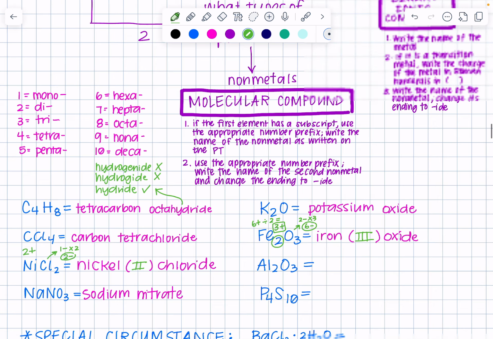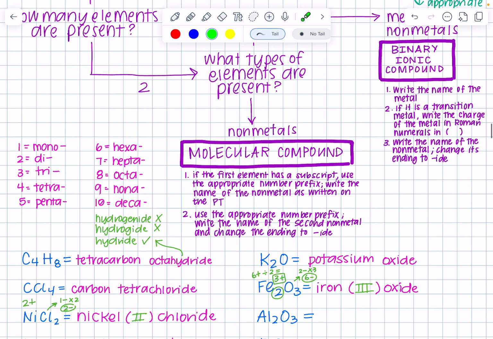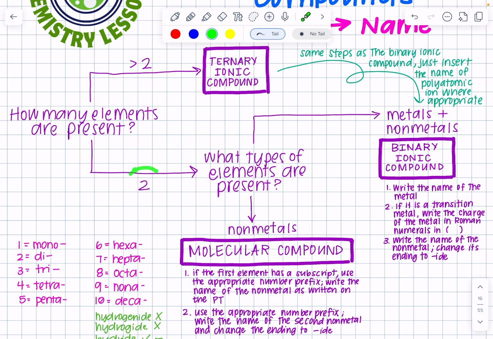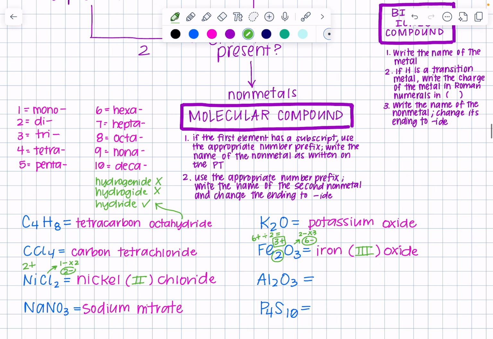All right, the next question, Al2O3. We've got Al and O, so that's two types of elements. Al being aluminum, it is a metal. So same steps we just did. Al is aluminum. Aluminum is not a transition metal, so no parentheses needed. And then oxygen becomes oxide.